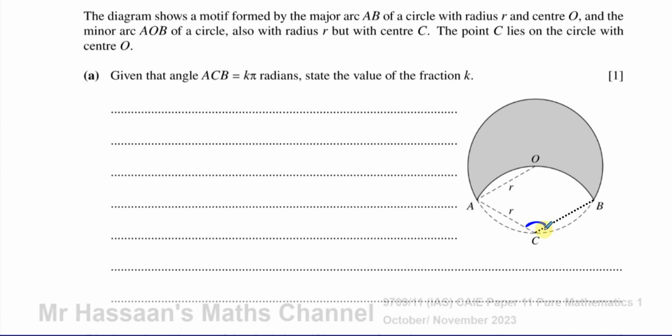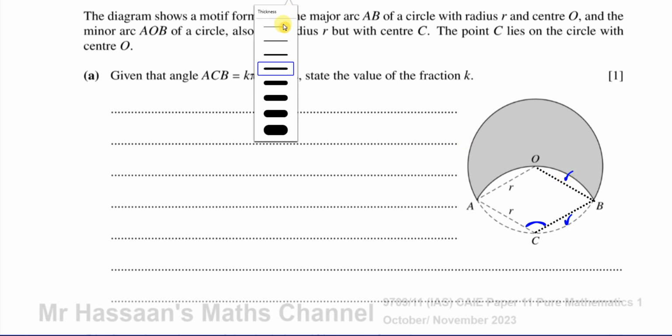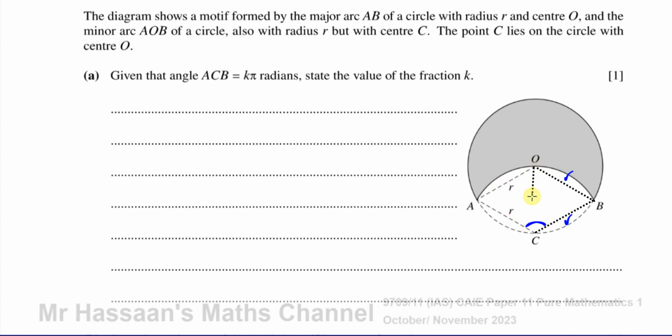Now, what I can notice here is that these two shapes are identical. This is the radius, this is the radius, and so these are the same, they're all the same length. And OC is also the radius. This is also the radius. So basically these are two equilateral triangles. So this angle here is 60 degrees, which in radians is pi over 3, as is this angle.